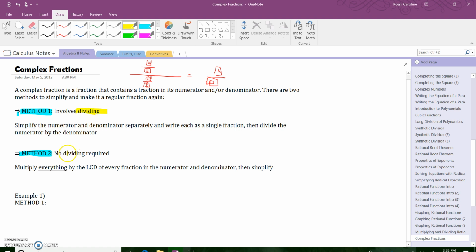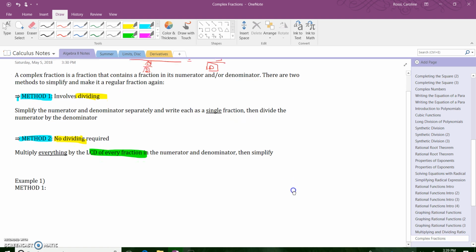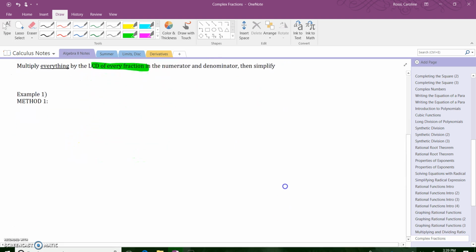Method 1 uses dividing. Method 2 allows you to skip the dividing step through a little trick involving the LCD of every fraction. Method 1 is the only method I learned in high school. Method 2 I learned later, so I'm going to show you both methods for the example, and then you can choose which one you like better. So pause the video if you need to get these notes down, the introductory ones, so you have something to look back on. And let's start off with this example right here, which is going to look like this.